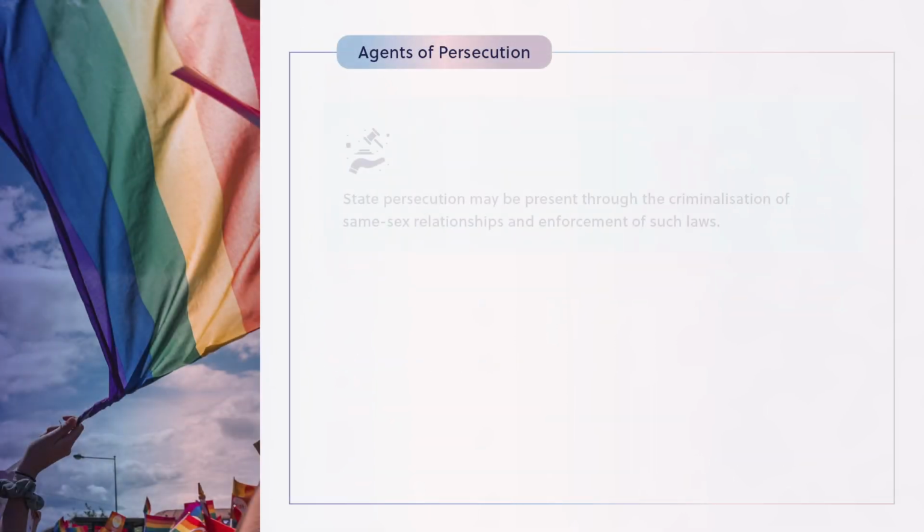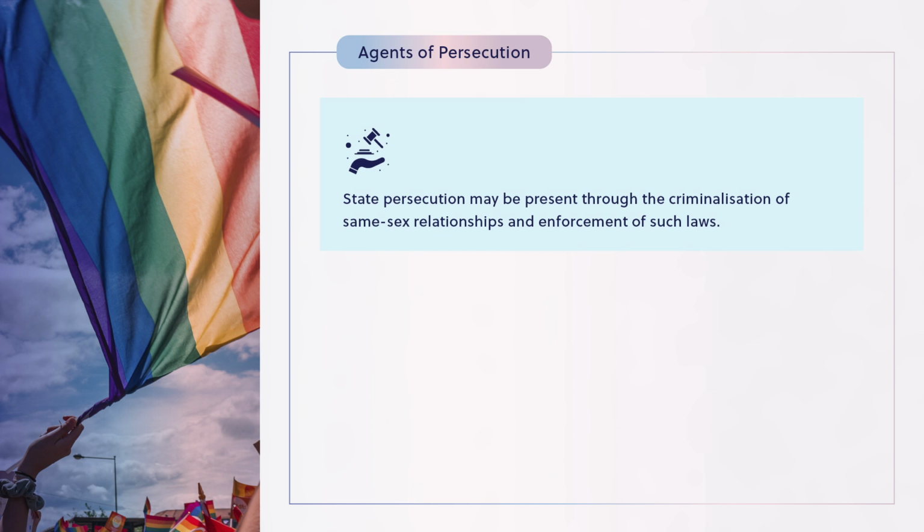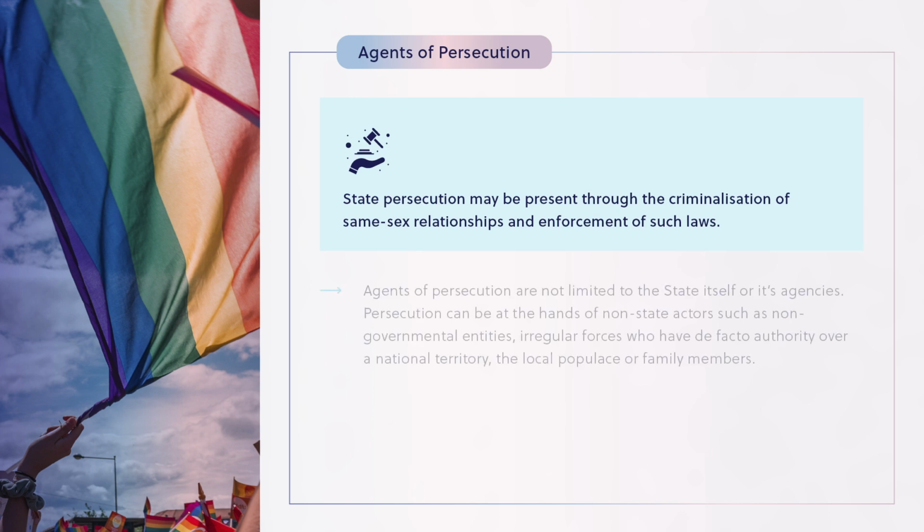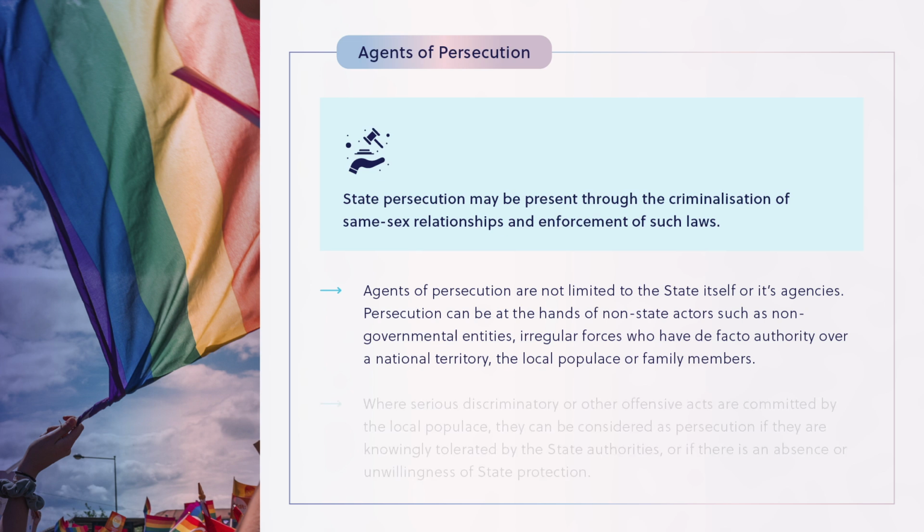Agents of persecution. State persecution may be present through the criminalization of same-sex relationships and enforcement of such laws. Agents of persecution are not limited to the state itself or its agencies. Persecution can be at the hands of non-state actors, such as non-governmental entities, irregular forces who have de facto authority over a national territory, the local populace, or family members.